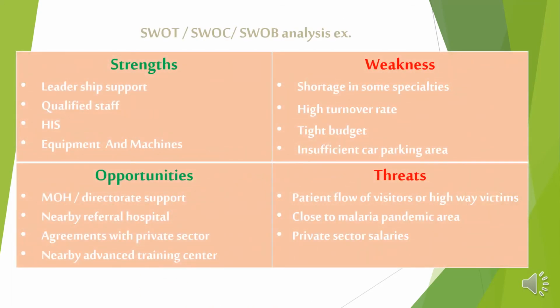I'm going to give you a very simple example. I just invented it and put it here. You can take benefit of it. You can change it, you can add, you can erase. It's up to you. So strength points in one hospital are leadership support and qualified staff. I did not talk about the number so far. Qualified staff means they have good certificates of education and experience. HIS, the health information system, is a strength point. Equipment and machines: we have good equipment inside our hospital, like MRI, CT scan, digital X-ray, and so on.